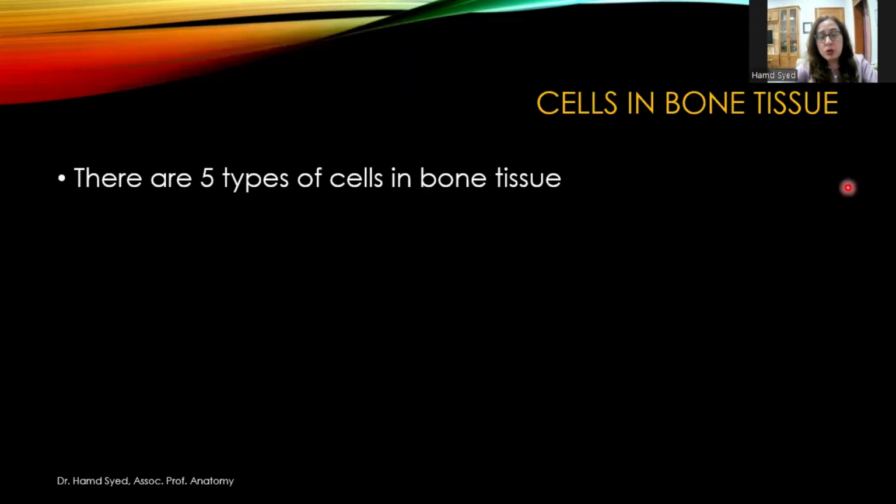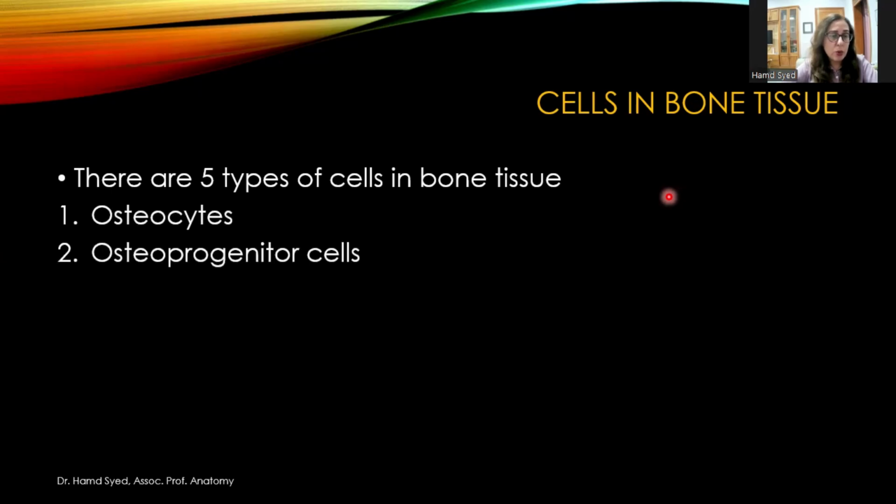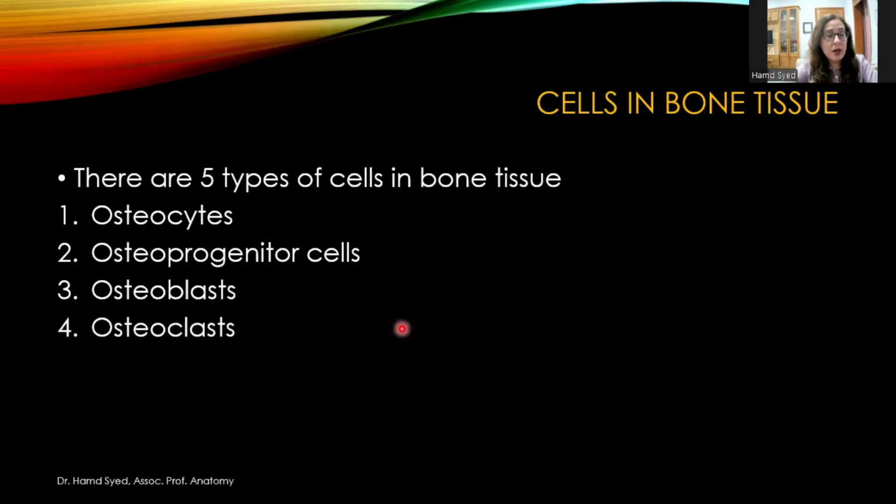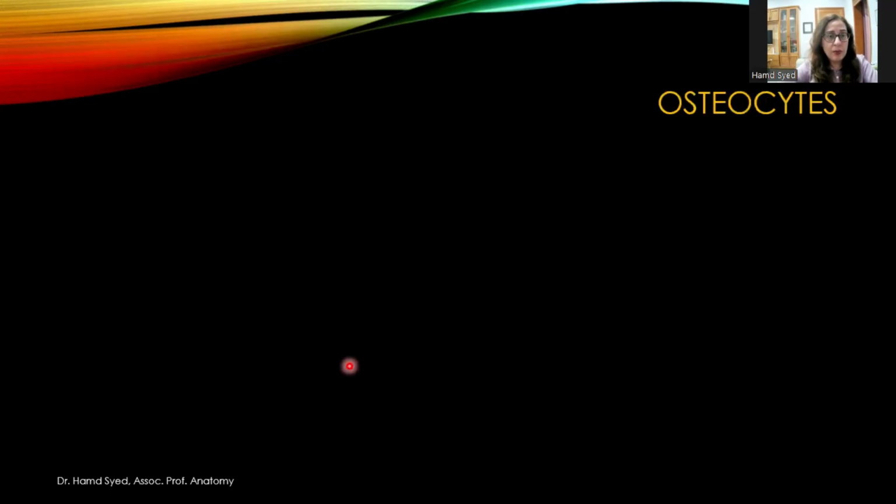Now, what about the cells which are present in bone? Remember, there are basically 5 types of cells in bone tissue. These are number 1, the osteocytes, number 2, osteoprogenitor cells, number 3, the osteoblasts, number 4, the osteoclasts, and number 5, the bone lining cells. So these are the 5 cell types which are found in the osseous tissue. Now, if we talk about these cells one by one, first we're going to discuss the osteocytes.